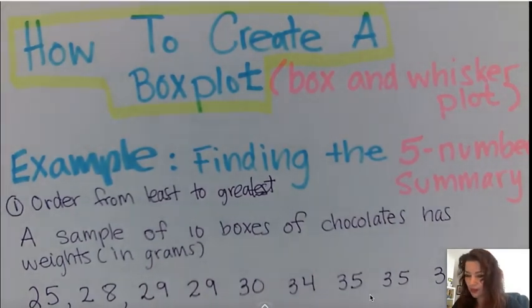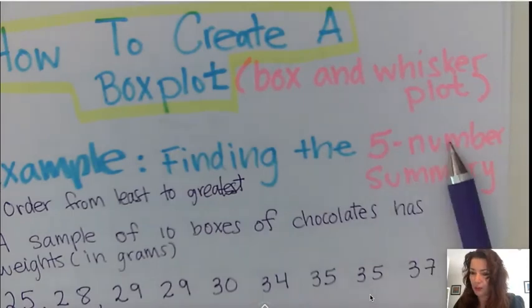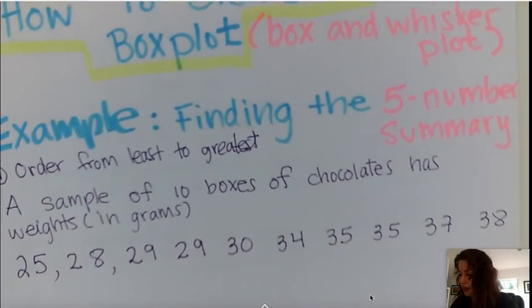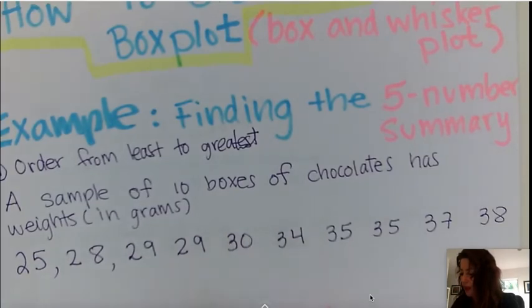Hi, in this video I'm going to show you how to create a box plot, also known as a box and whisker plot, from the following example. What you first want to do is order your data from least to greatest and then find something that is called the 5-number summary. So using a small data set below, this is an example of 10 boxes of chocolates with their weights.